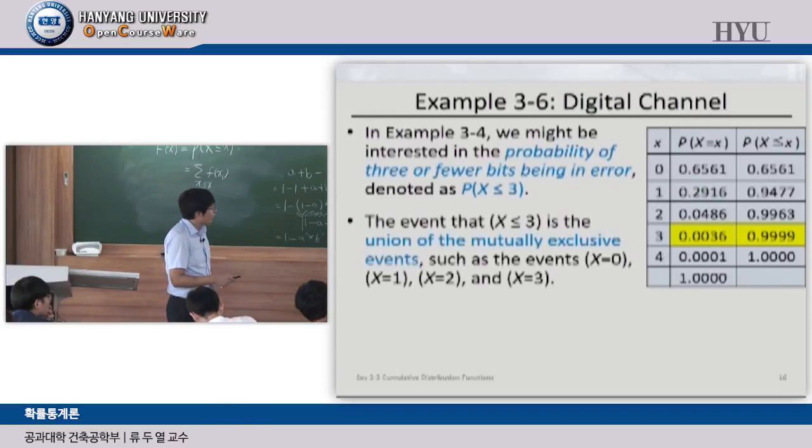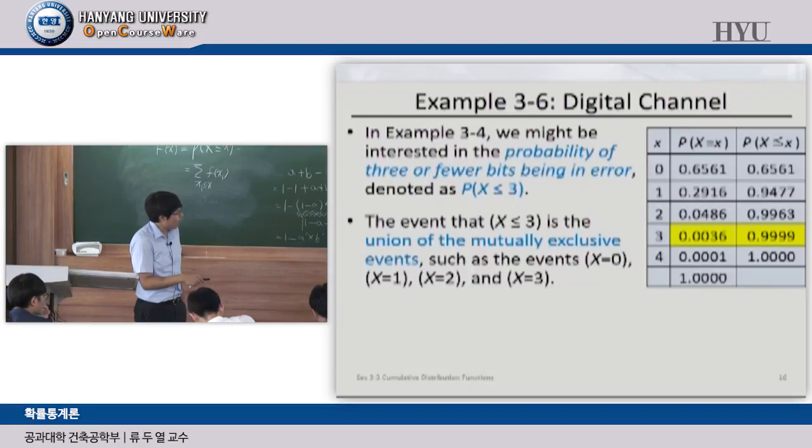So the event that x is smaller than or equal to 3 is the union of the mutually exclusive events, such as the event x is equal to 0, x is equal to 1, x is equal to 2, and x is equal to 3. So in the previous case, for example, when x is equal to 1, this does not affect the case that x is equal to 2, right? So these are mutually exclusive, okay? Because they don't influence each other.